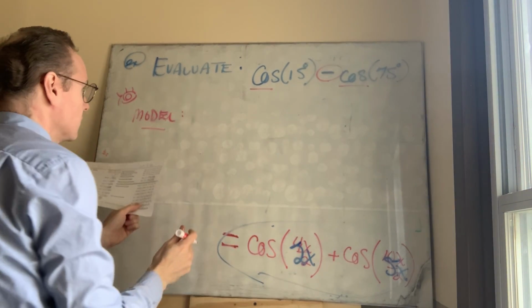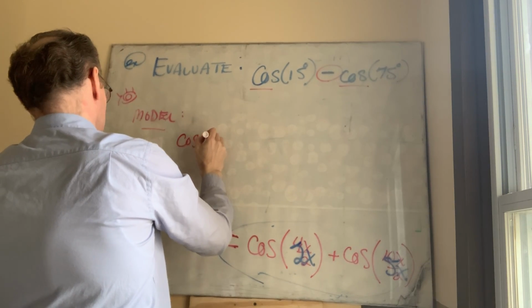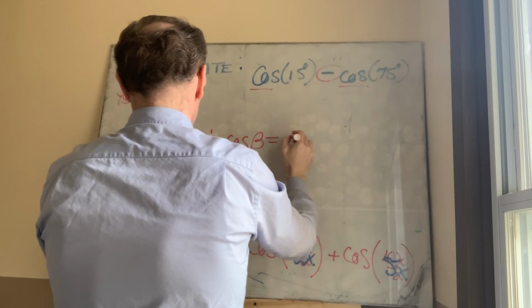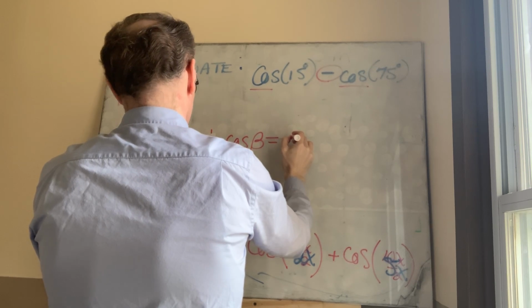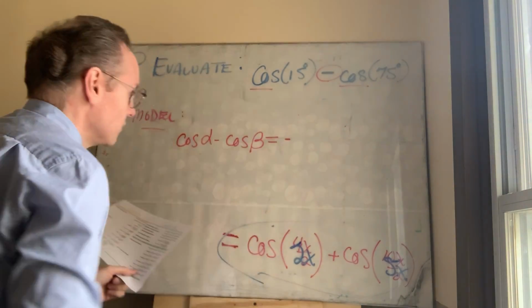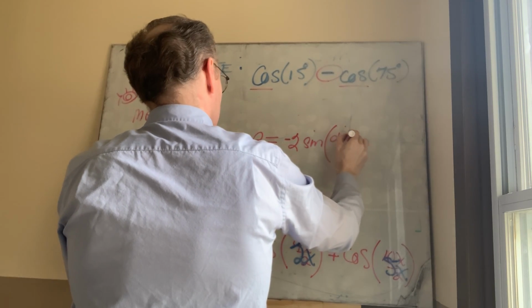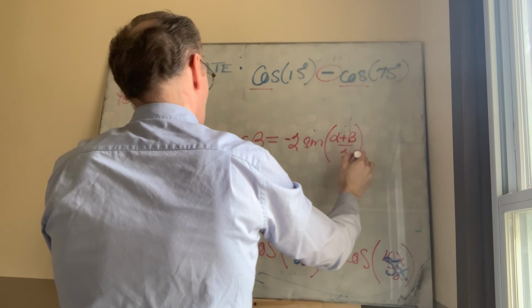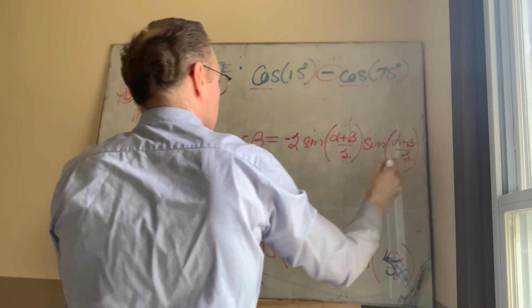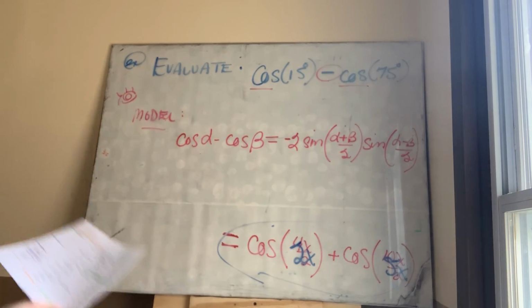All right, the formula here for one-track mind: cosine of alpha minus cosine of beta is equal to negative 2 sine of the argument alpha plus beta over 2 and sine of alpha minus beta over 2. Let me just make sure I replicated that correctly. That looks good.